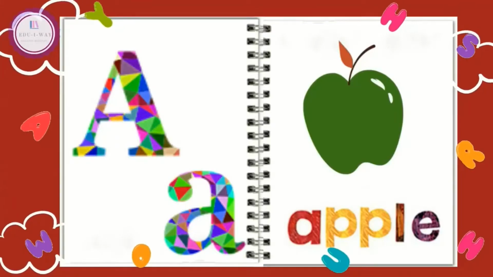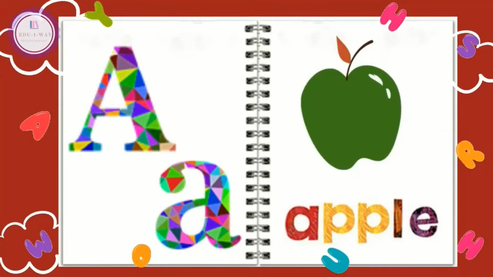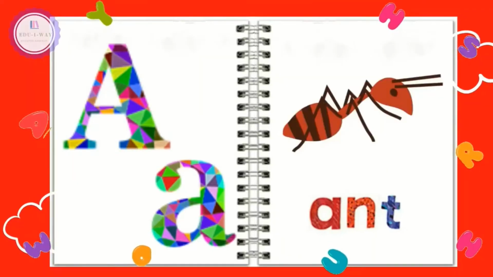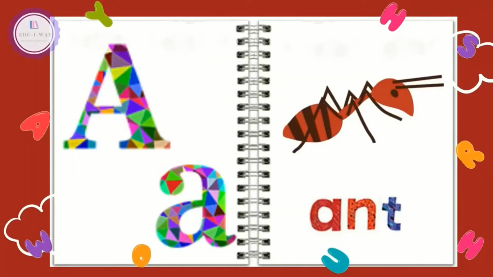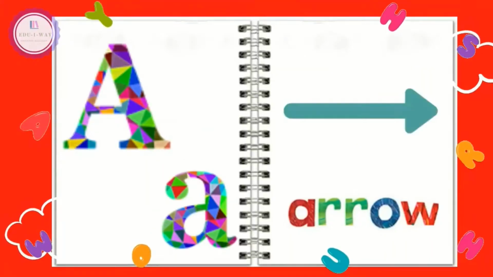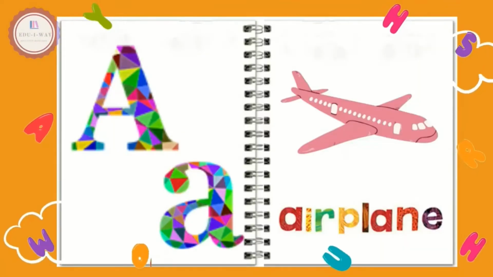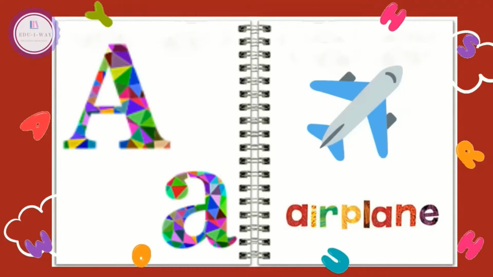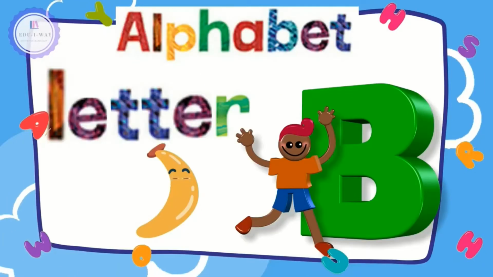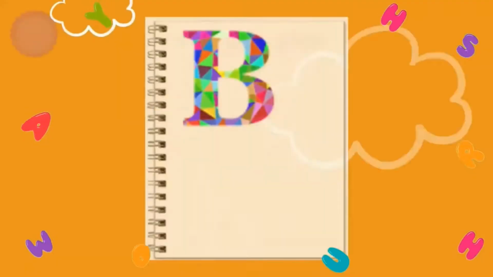A for apple. Apple, apple, apple. A for ant. Ant, ant, ant. A for arrow. Arrow, arrow, arrow. A for airplane. Airplane, airplane, airplane. Good job! Letter B. Ba, ba.